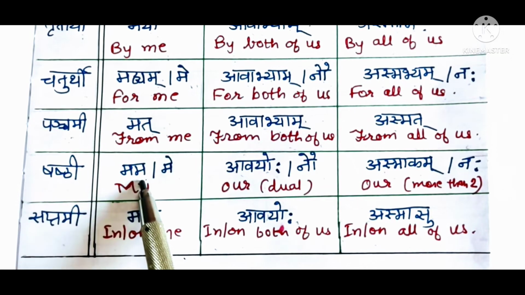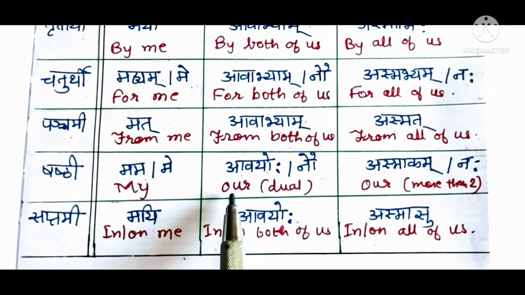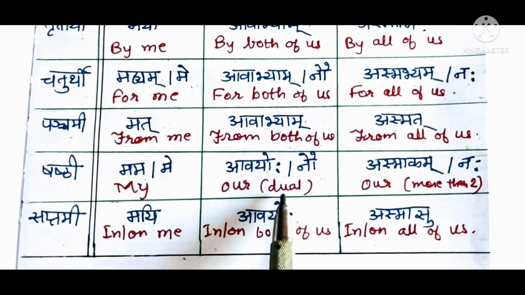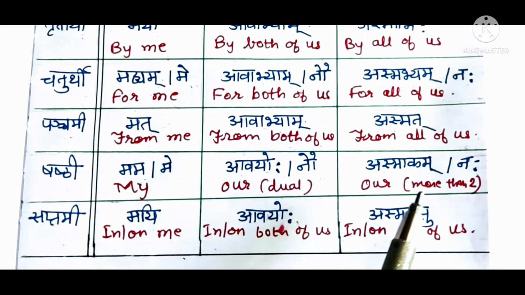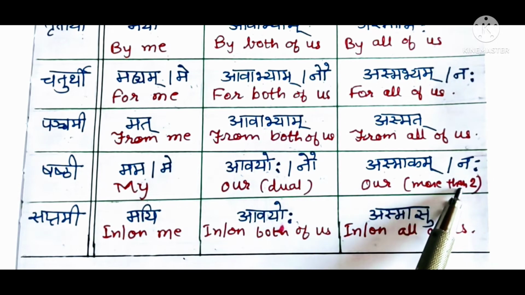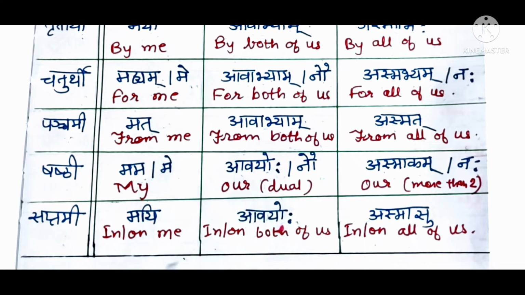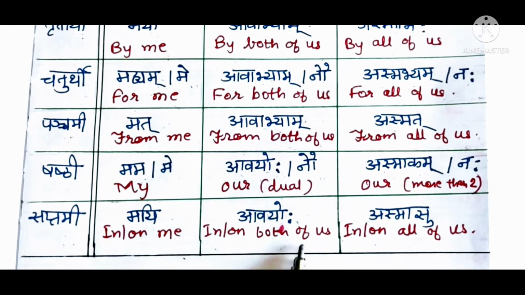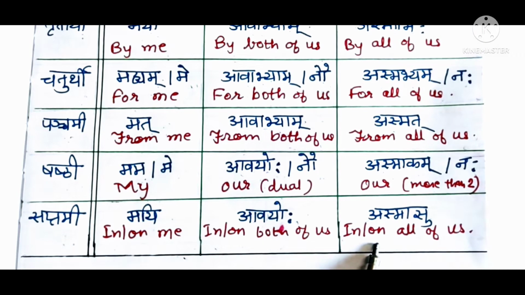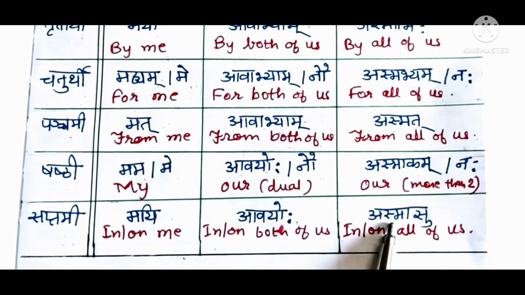Shashti Vibhakti mama athva me means my, avayoho athva nau means ours, for dual, two persons. Asmakam athva nah means ours for more than two persons, means for plural form. So Shashti Vibhakti is mama, avayoho, asmakam. Saptami Vibhakti mayi means in or on me, avayoho means in or on both of us, and asmasu means in or on all of us. So Saptami Vibhakti is mayi, avayoho, asmasu.